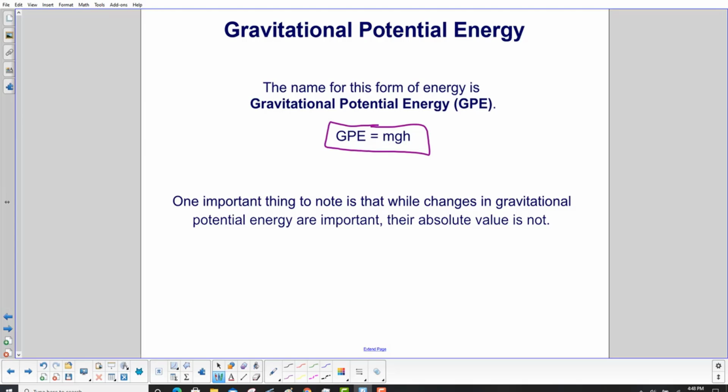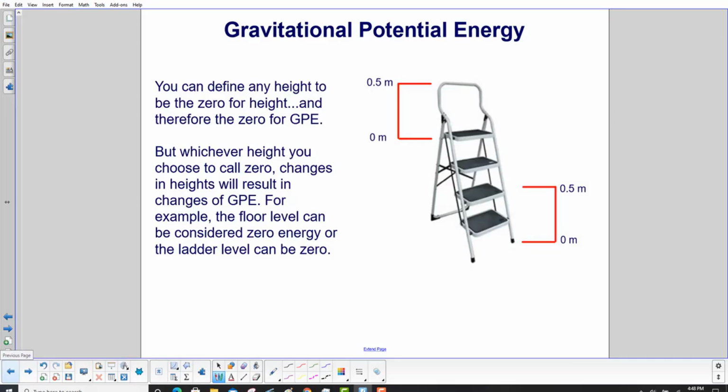One important thing to note is that while changes in gravitational potential energy are important, their absolute value is not, and we'll show you on the next slide how we defend that statement. You can define any height to be the 0 for height, and therefore the 0 for GPE. But whichever height you choose to call 0, changes in height will result in changes of GPE. For example, the floor level over here can be considered 0 energy, or the ladder level can be considered 0 energy. So when we find the mgh here, that will equal the mgh here. We're just looking for the change in energy there, and since they both have the same height, you'll have the same change in GPE for each example.